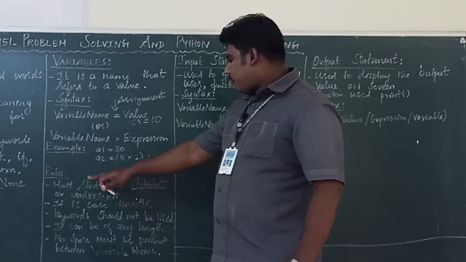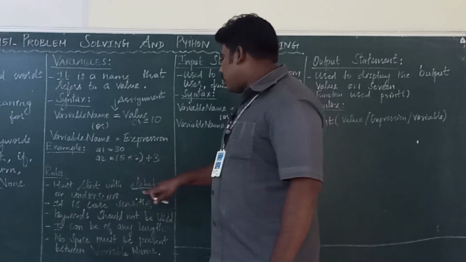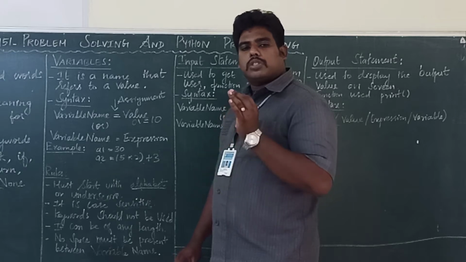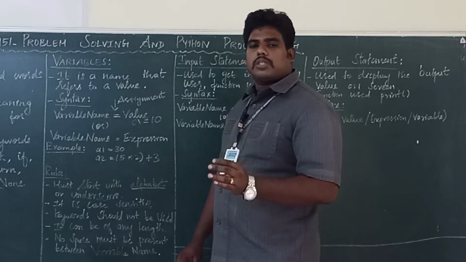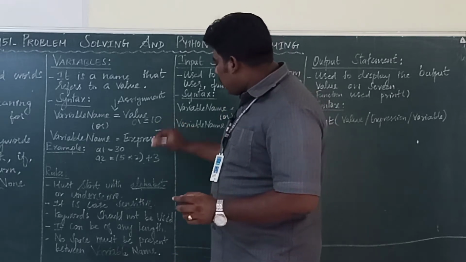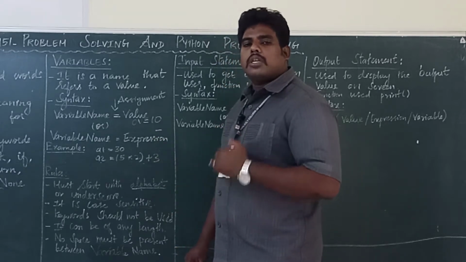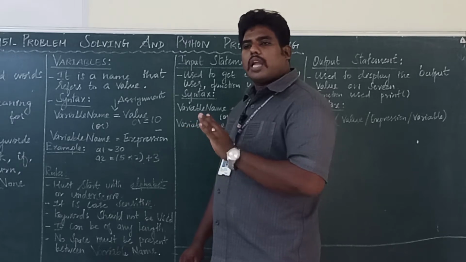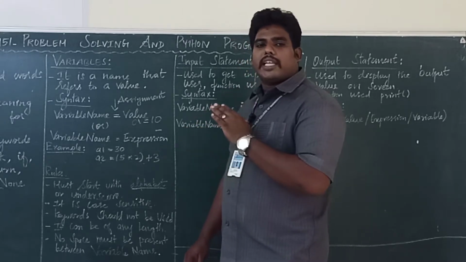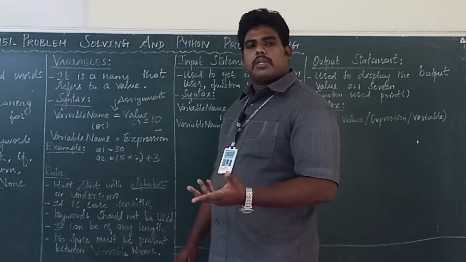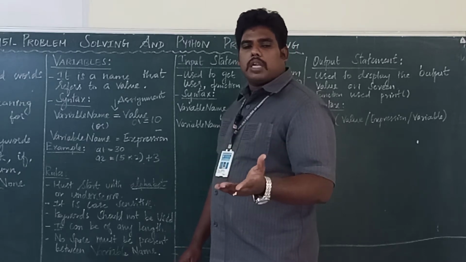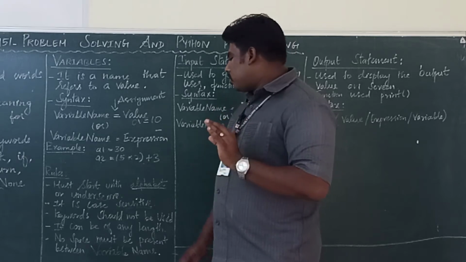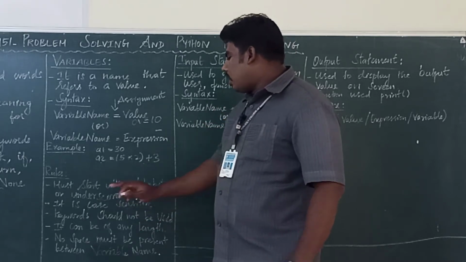See the rules. The first rule is it must start with an alphabet or underscore. Underscore means this dash symbol, the down dash. Underscore symbol or alphabet. It should not start with numbers. It should not start with any special symbols. What are special symbols? Ampersand symbol, percentage symbol, and so on. These are all special symbols. So it should always start with an alphabet or underscore.